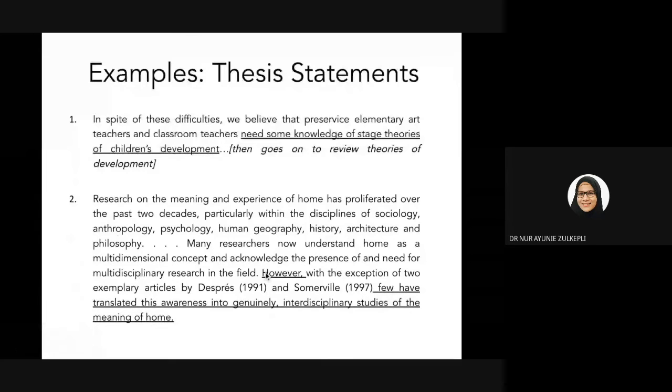a statement: "Few have translated this awareness into interdisciplinary studies of the meaning of home." Like, say he wants to generate a question from that. Like the first thing, explain about the topic and come up with your opinion or your question about it. Okay, instead of just saying, I read your proposal, I read your short essay, I read your coming assignment.